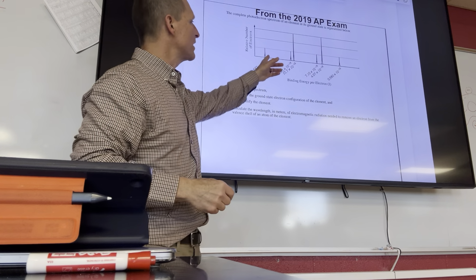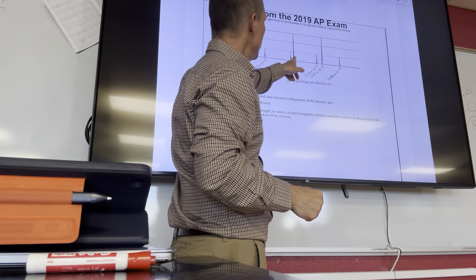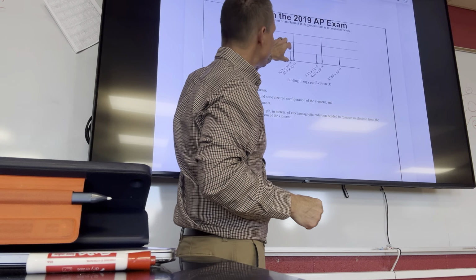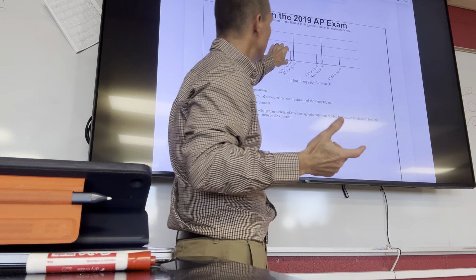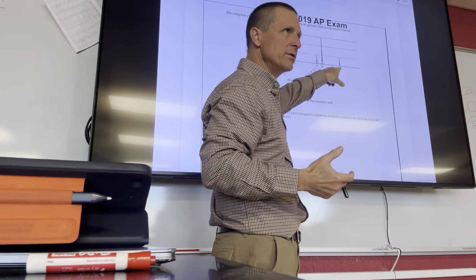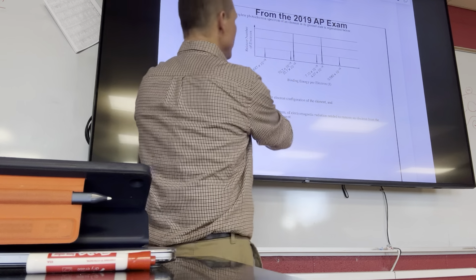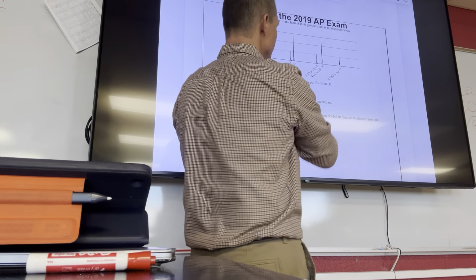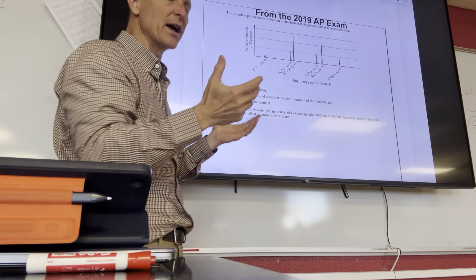So these are the 1s electrons, 2s, 2p. 2p, notice, is 3 times taller than 2s. There's 6 electrons in there. Then 3s2, 3p6, and then 4s2. So that would be the ground state electron configuration. It'd just be up to 4s2. That would be calcium.